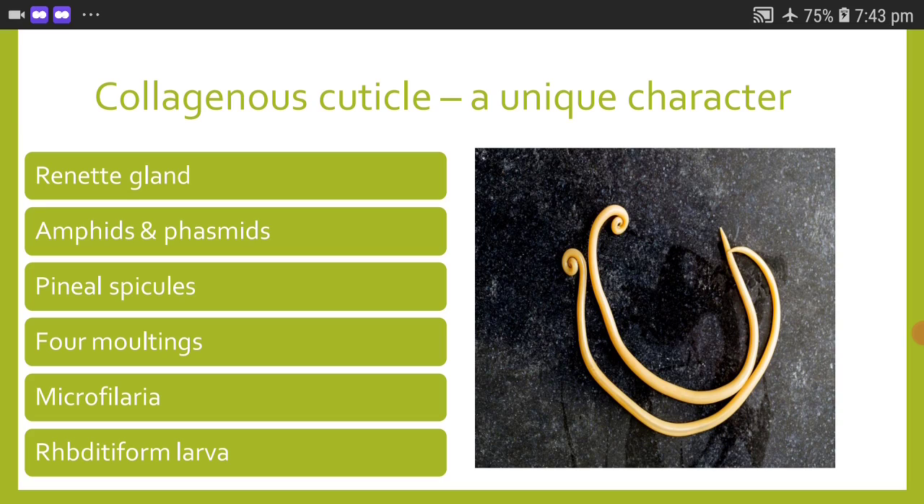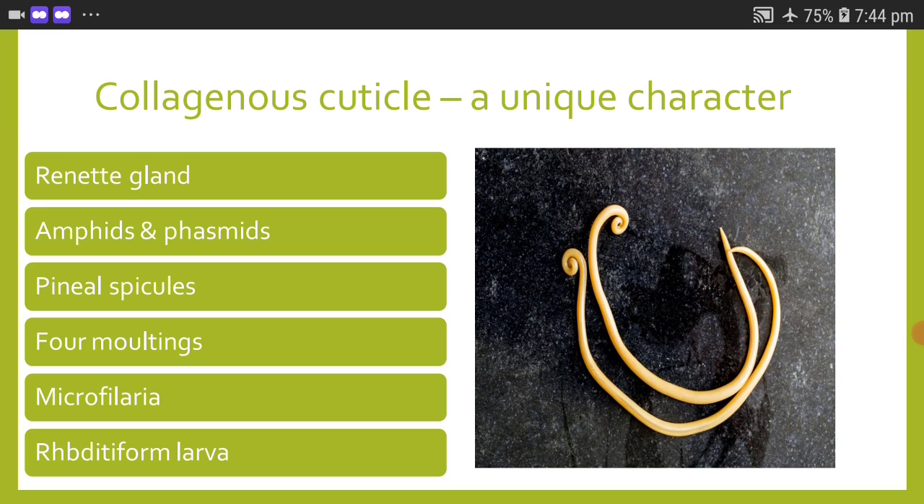And penial spicules are present on both sides of the cloaca. Penial spicules may be equal in size or unequal in size. Penial spicules are responsible for clutching the female during the process of copulation and also for transferring the spermatozoa into the vulva or vagina of the female nematode parasite. And the characteristic number of moltings in nematodes is 4. Take any nematode parasite, it has to undergo 4 moltings.